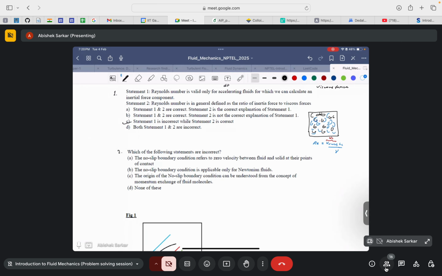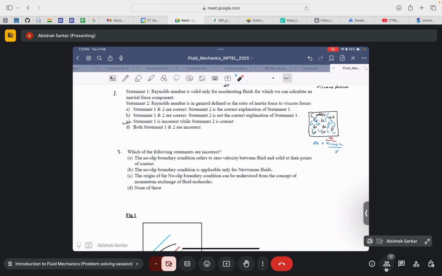So let's look at question number 2. Which of the following statements are incorrect? The no slip boundary condition refers to zero velocity between fluid and the solid at their points of contact. The no slip boundary condition is applicable only for Newtonian fluids. The origin of no slip boundary condition can be understood from the concept of momentum exchange between fluid molecules, or D, none of these. So which of the statements are incorrect?